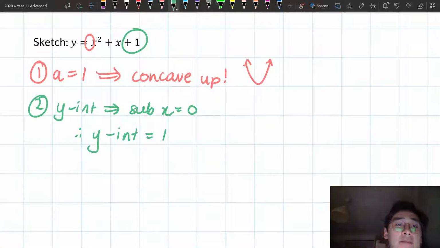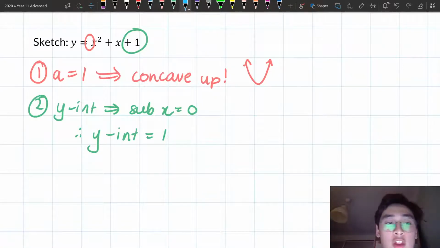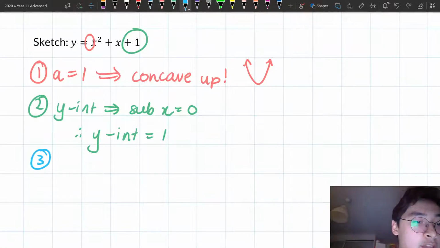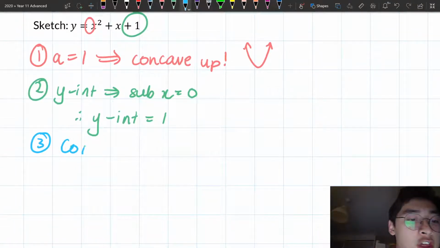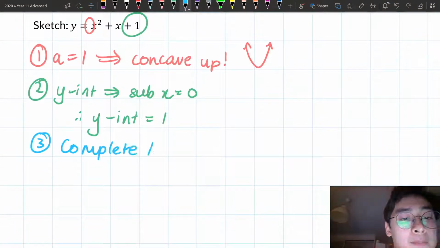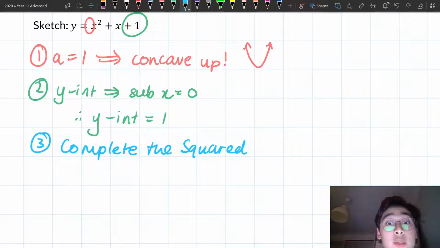I'm sorry about that. Hopefully you can pick that up for when you're doing these questions in the future. Now, the third step when we're trying to graph this using the completing the square method is that we actually complete the square. Now let's have a look. My x squared coefficient is 1, so I can deal with that nice and easily.